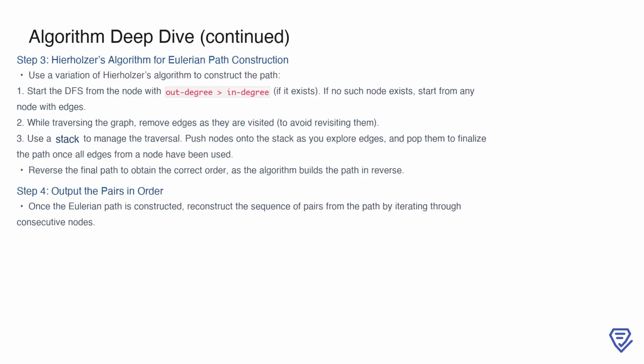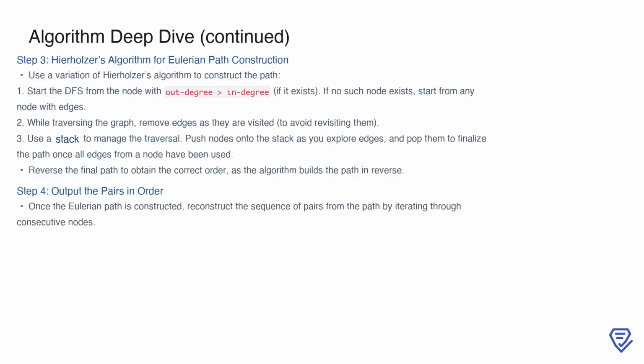After verifying the conditions for an Eulerian path, we move to constructing the path itself using a variation of Hierholzer's algorithm. This algorithm is specifically designed for finding Eulerian paths efficiently. The process begins by starting the depth-first search from the node with out-degree greater than in-degree, if such a node exists. If no such node exists, we can start from any node with edges.